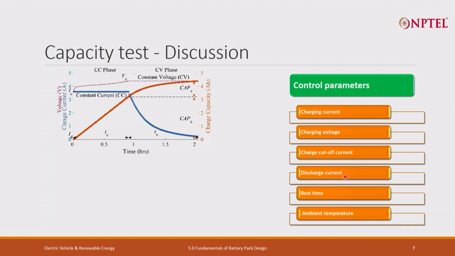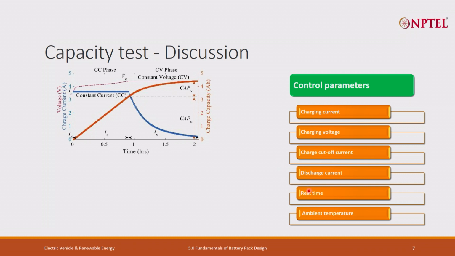Then next is the discharge current. After this charging, we'll have a discharging phase in which you discharge the cell at a particular C rate. In the capacity test, the capacity which you take is actually the discharge capacity. The discharge is done at constant current up till the lower cutoff value.